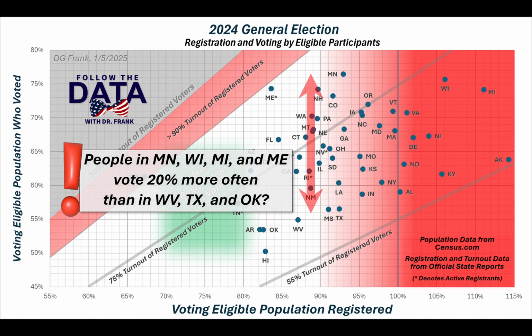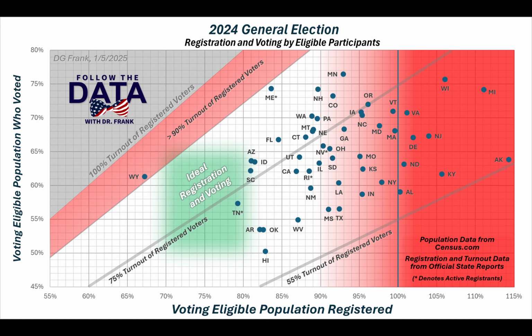Another alarming fact illustrated by this graph is the huge disparity of reported turnout between the states. Does 20% more of the voting eligible population vote in Minnesota, Wisconsin, Michigan, and Maine versus West Virginia, Texas, and Oklahoma? Are the people there that much more patriotic? I don't think so. This more likely exposes the amount of election tinkering going on all across the country.